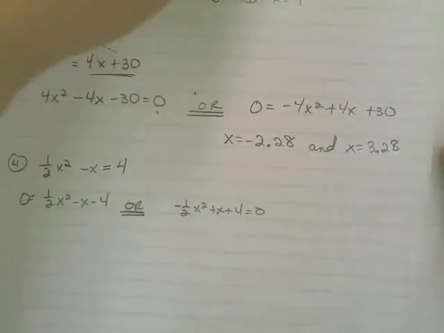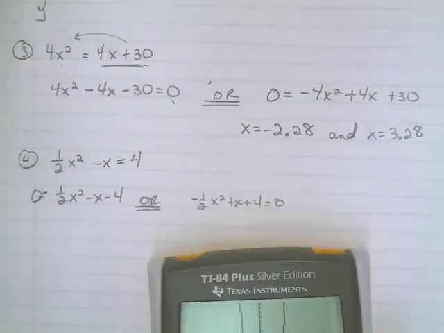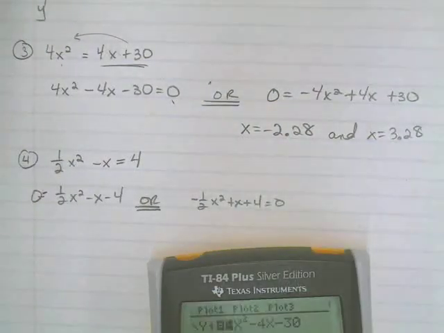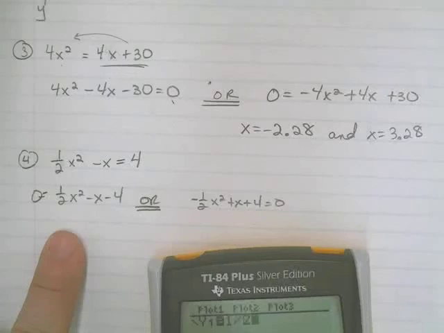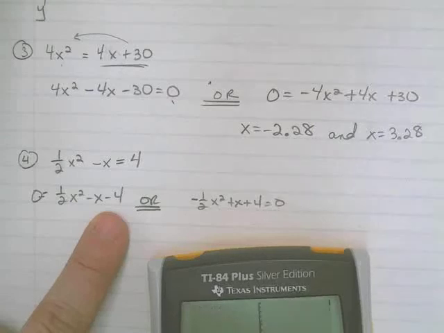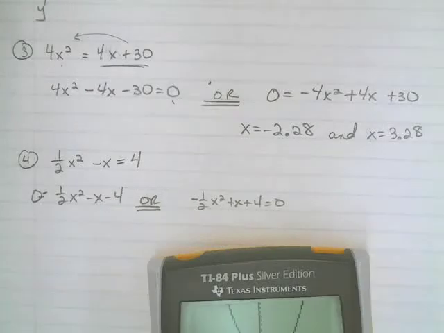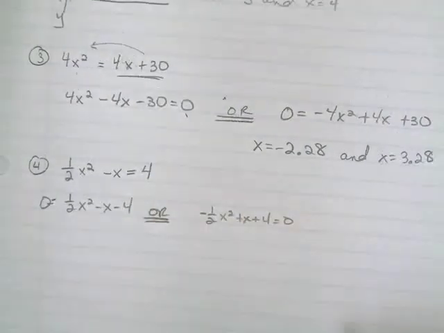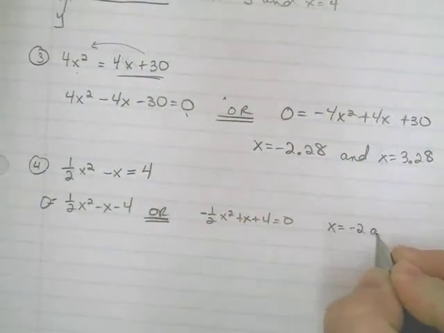So let's plug these in. So 1 divided by 2, x squared minus x minus 4, and let's see what it looks like. And this one crosses good. It crosses at negative 2 and positive 4. So x equals negative 2 and positive 4.